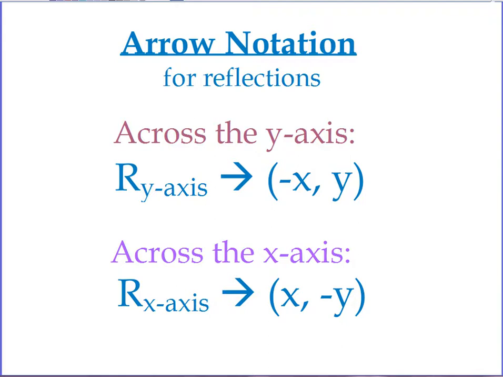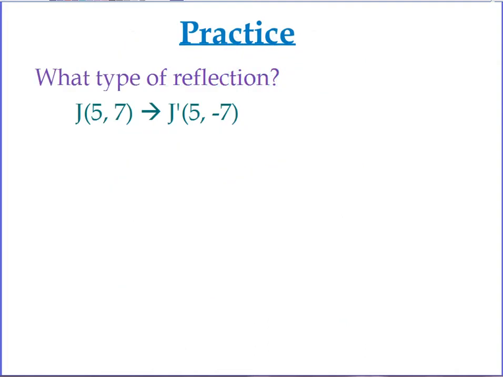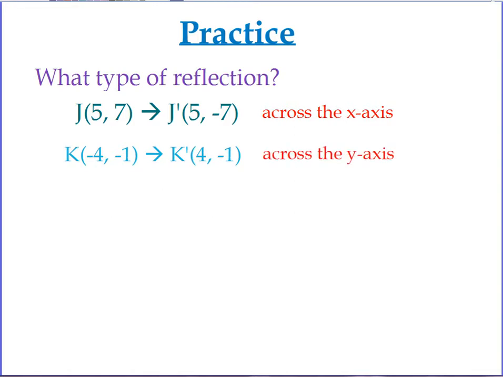Just a quick review of our arrow notation. Any reflection across the y-axis, you're going to change sign on the x value only. Across the x-axis, we're going to change sign on the y value only. So let's do just a little bit of practice. If I go from point J, (5, 7), to J prime, (5, -7), what type of reflection happened? That would be a reflection across the x-axis, since it was the y value that changed sign. From (-4, -1) to (4, -1) would be a reflection across the y-axis.